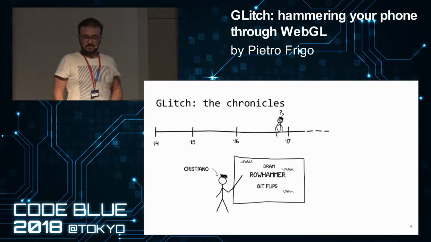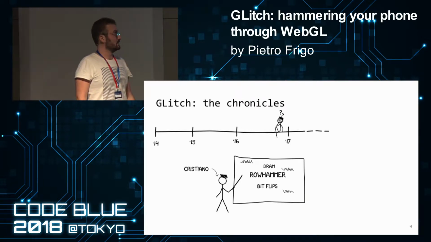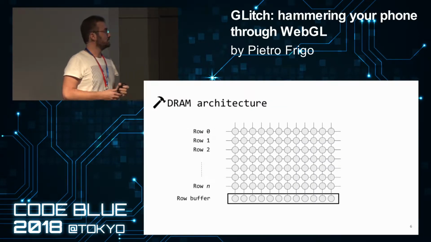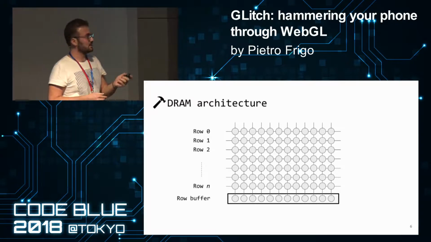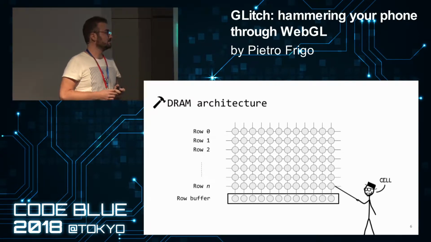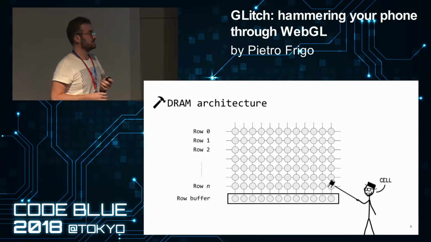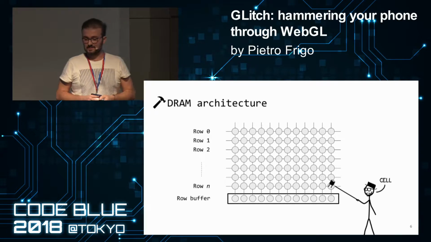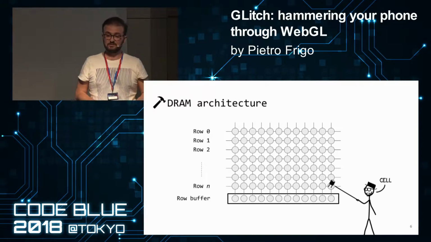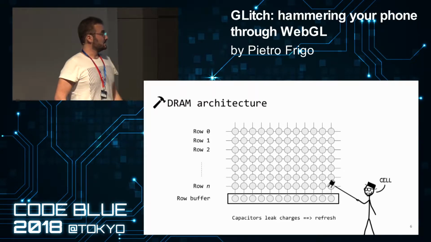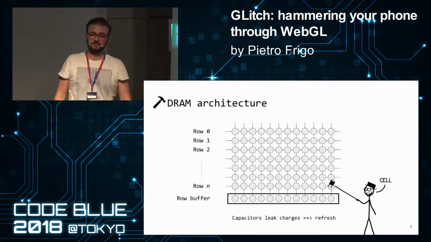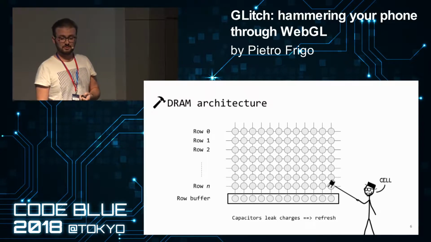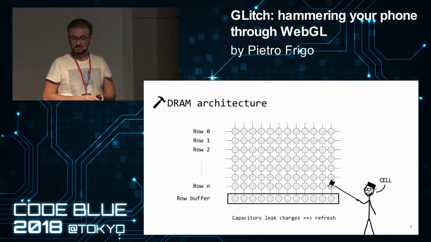So let me explain to you how DRAM works and what Rowhammer is. This is how you can look at DRAM, which is basically a grid of a lot of cells. These cells contain capacitors. And capacitors, if you have any background in electronics, don't keep the charge forever, so they leak charge over time. As a consequence, they need to be refreshed to keep the data. Otherwise, you will lose the data that you store in DRAM. That's also why it's called DRAM, Dynamic Random Access Memory.